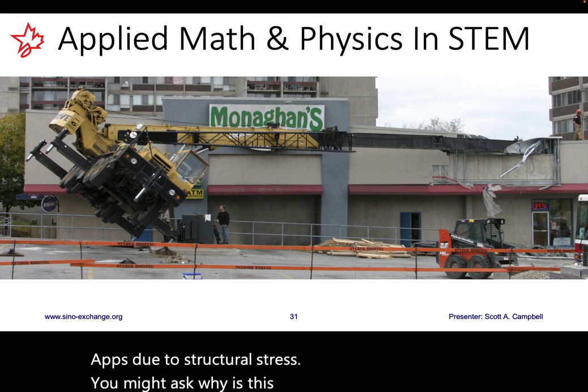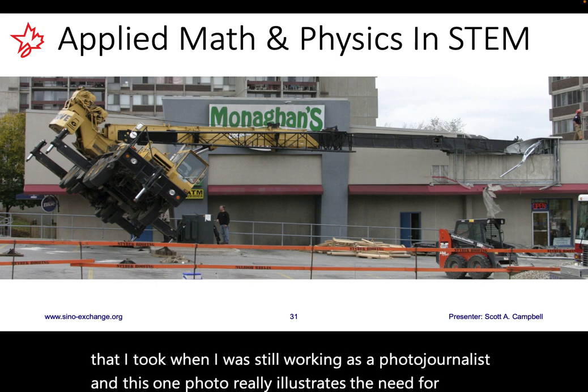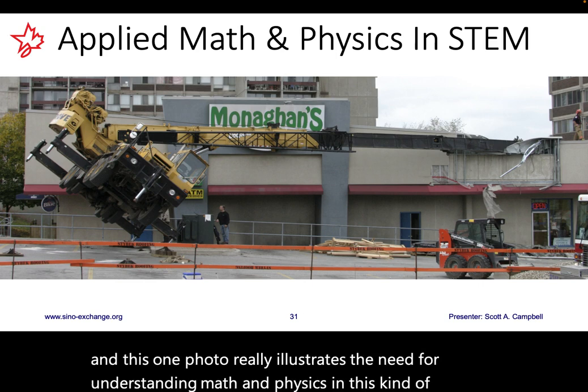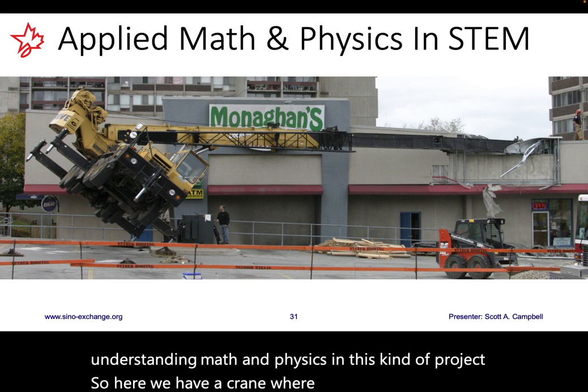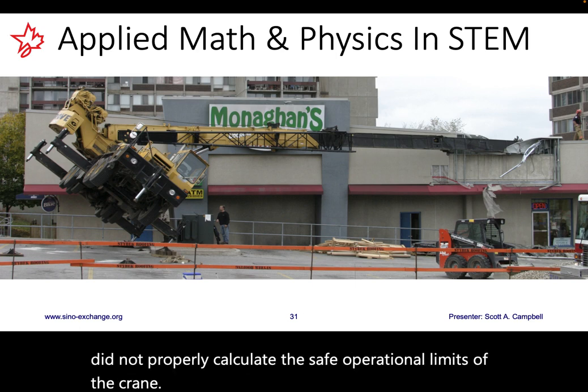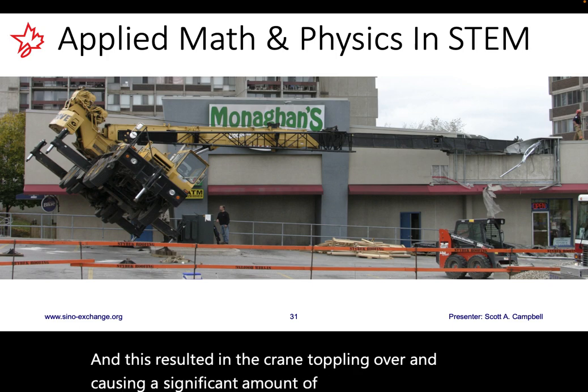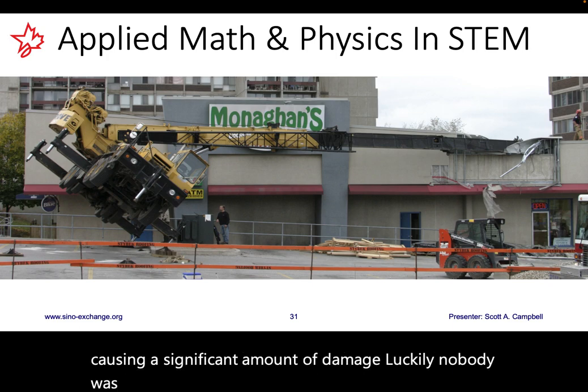So this is a picture that I took when I was still working as a photojournalist. And this one photo really illustrates the need for understanding math and physics in this kind of project. So here we have a crane where the operator did not properly calculate the safe operational limits of the crane, and this resulted in the crane toppling over and causing a significant amount of damage. Luckily, nobody was injured. However, things could have been much worse.